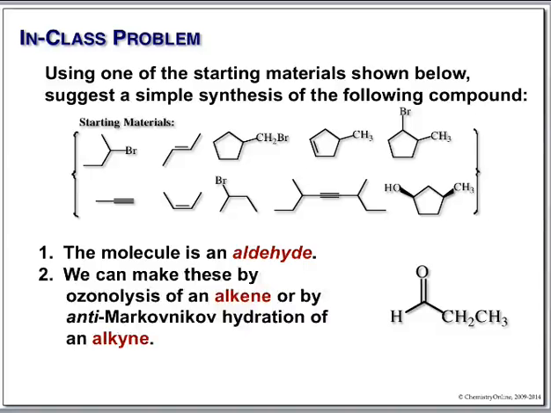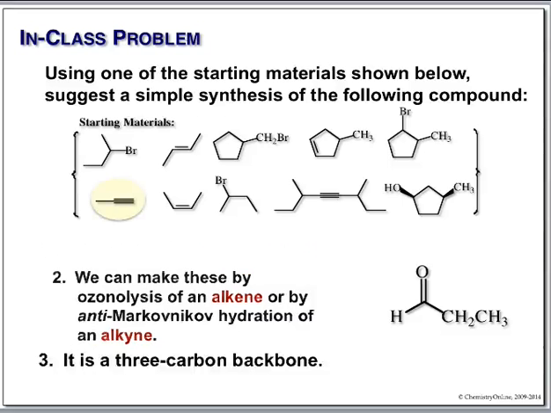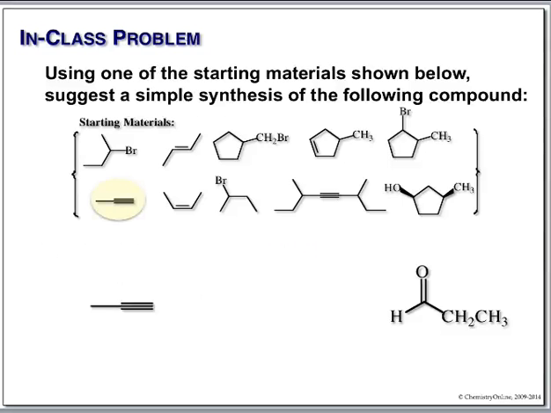We have 1, 2, 3 carbons. So we look at our menu here and find something with 3 carbons. There aren't too many choices, are there? 1, 2, 7. Just that one. See how simple that is? And our conditions: we want anti-Markovnikov, so it's simply hydroboration, oxidation.